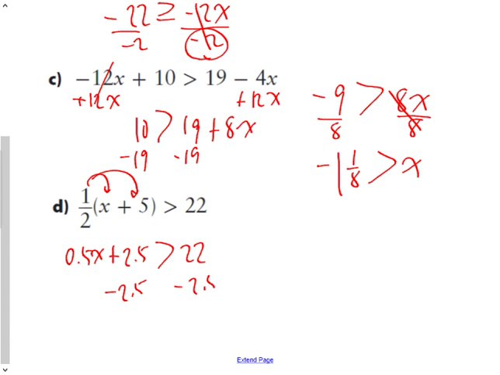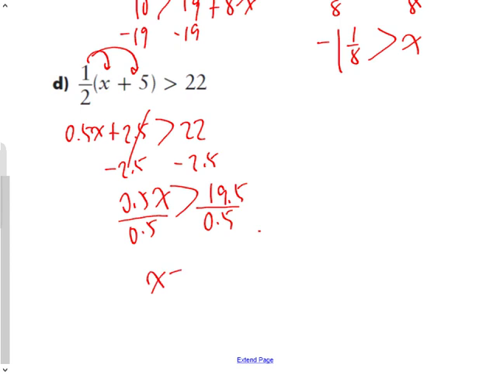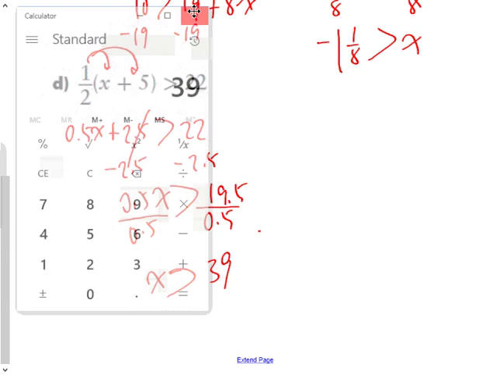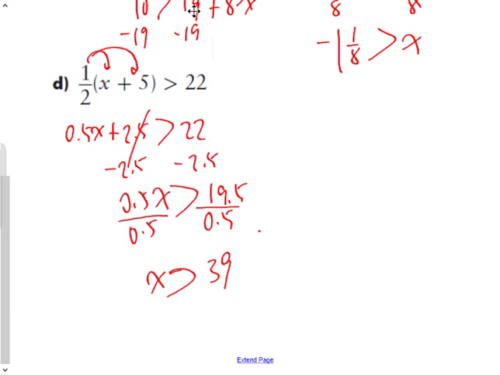Subtract 2.5 from both sides. 0.5x is greater than 19.5. Divide by a half, which is the same thing as multiplying by 2. So x will be greater than 39, because 19.5 divided by 0.5 is 39. So any value that's greater than 39 will keep that inequality true.